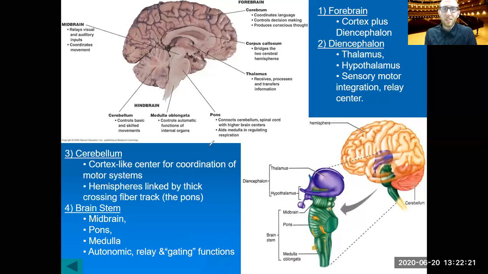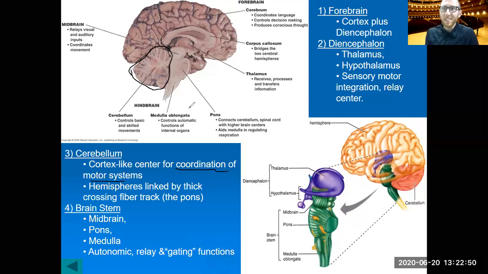Next up, the cerebellum. So different from cerebrum, the cerebellum is hanging out down here. It's cortex-like, but it's a coordination of the motor system. So your ability to walk or run or do things that are coordinated, and also motor occurs in the cerebellum.